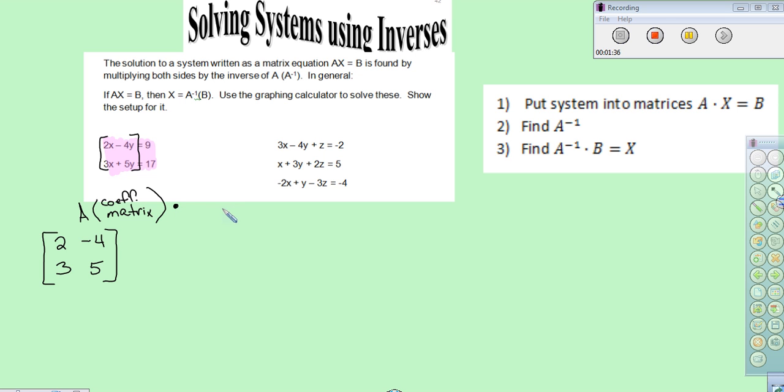The next matrix is what we'll call the variable matrix, or matrix X. This is actually what we're going to find. This is the solution that we're looking for. We're looking for the X's and Y's, and so this is made up of our X and our Y. Once again, that's called our variable matrix, if you care to keep track of that.